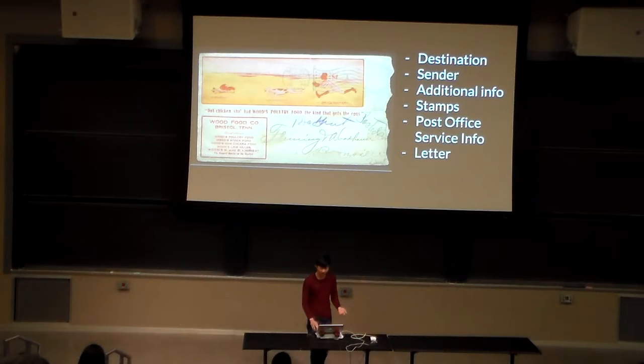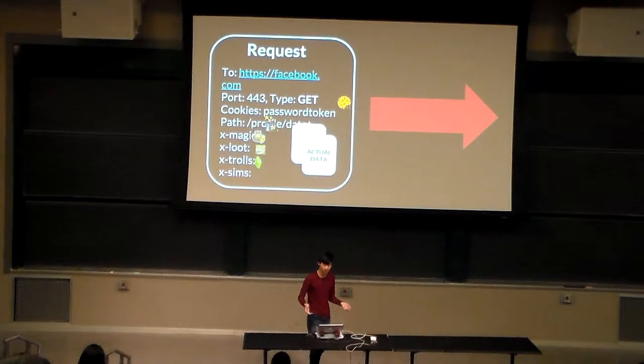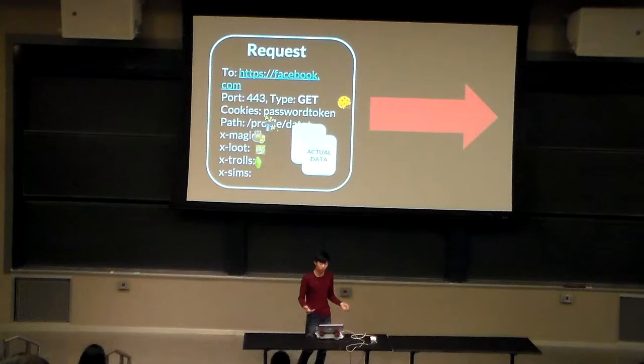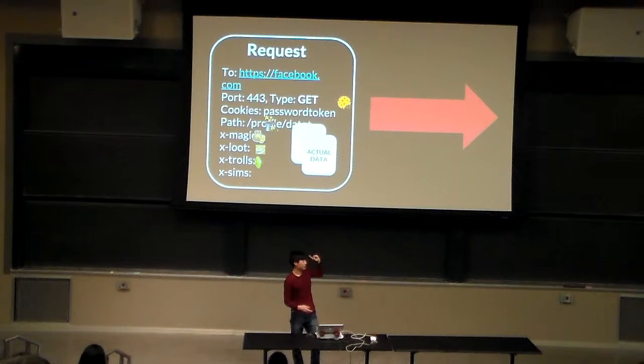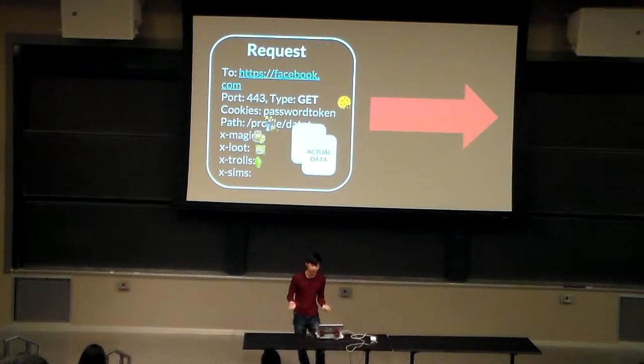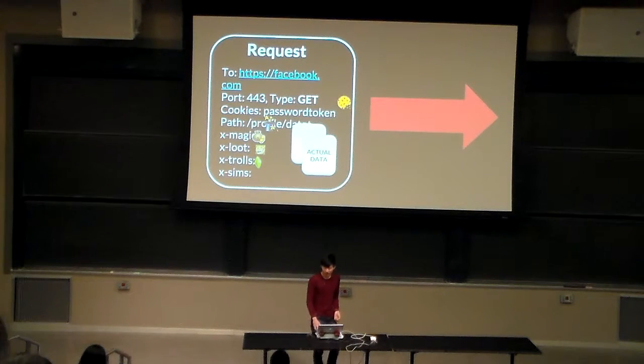The same thing happens on the internet. When you send a request to Facebook.com, there are actually a lot of different things that you're passing with it. So you have the actual data, a small piece there, and a lot of additional information. Who is it sending to, what type of request it is, who are you, what are your cookies or password or token, whatever you have there. It can contain additional information, and here I just put random stuff like magic, fluid, sims, etc.